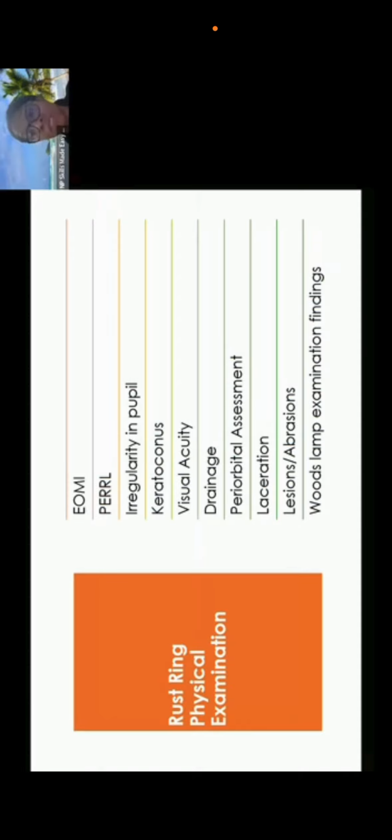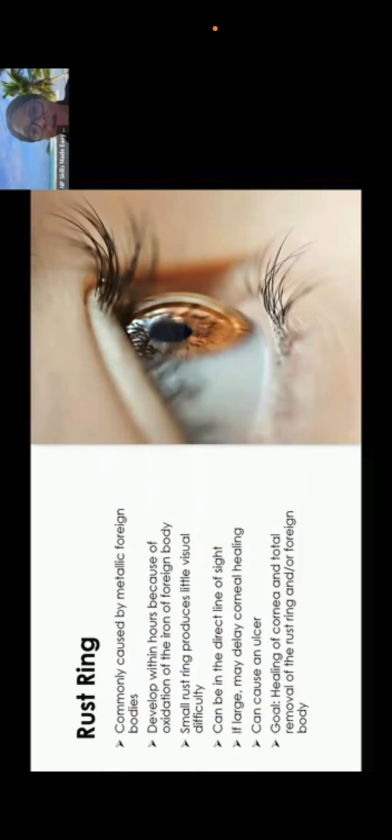Periorbital assessment. Do you see redness? Are there lacerations within the orbital brim? Do they have bruising, lesions, abrasions? And of course, what are your Wood's lamp examination findings?